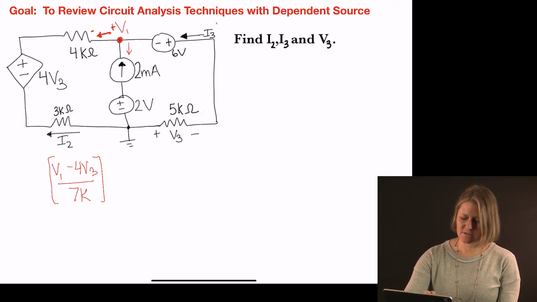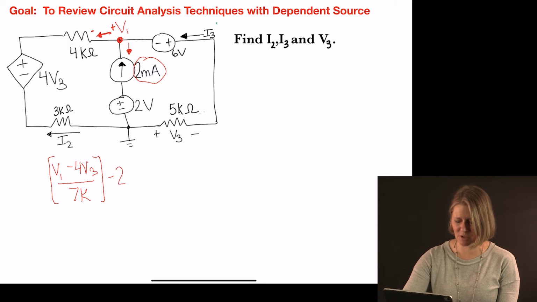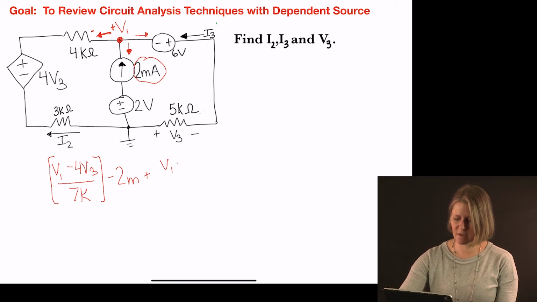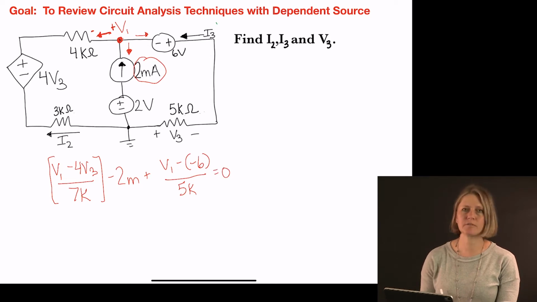So this current is also going out, but this one has a defined current source in there, but I notice it's opposite, so I use a minus 2 milli. This branch is going to be defined by V1 minus a minus 6 over 5K. And that creates my first equation.